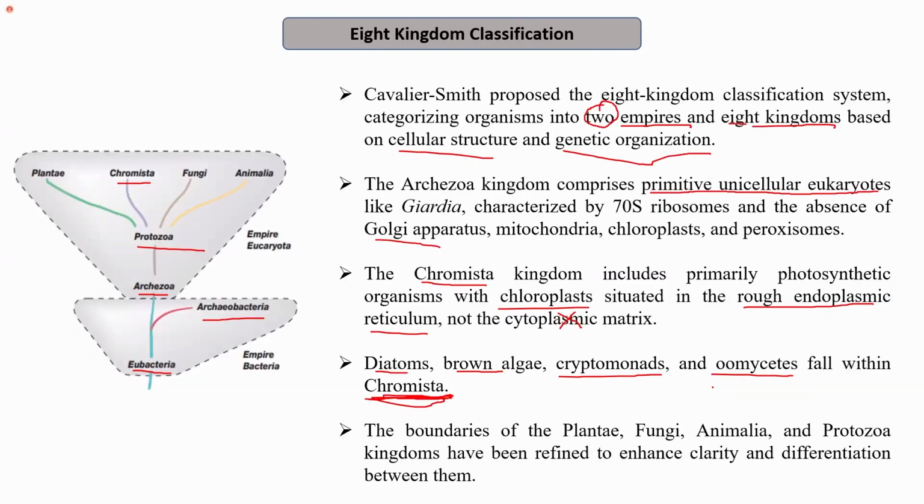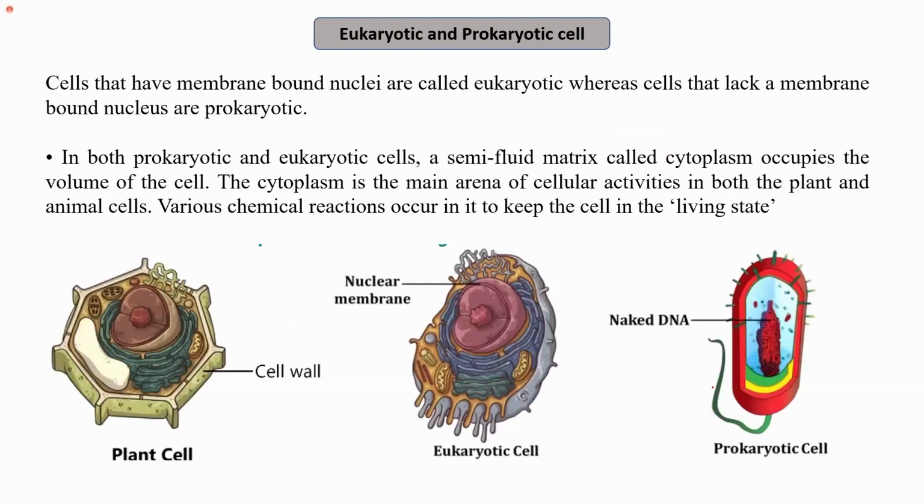So after this, we will be starting with the first kingdom, which is the kingdom Monera of the five kingdom classification. But before proceeding to the kingdom Monera, I would first like to give you a brief introduction about the eukaryotic and prokaryotic cells. What exactly are eukaryotic cells and prokaryotic cells? This is one of the major points based on which the kingdom Monera is defined. And we know that all the prokaryotes are placed into the kingdom Monera.